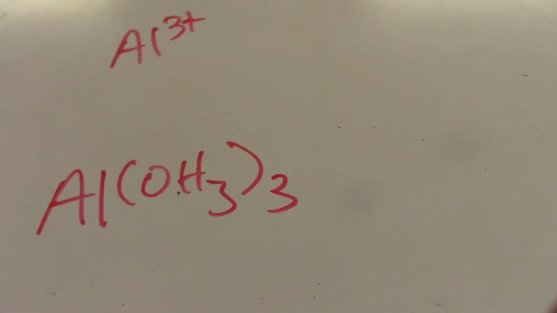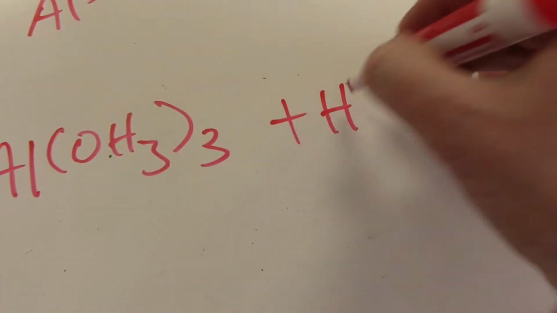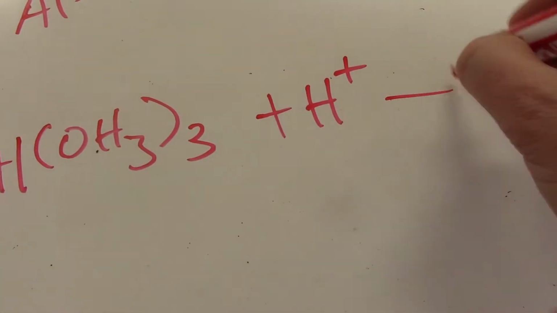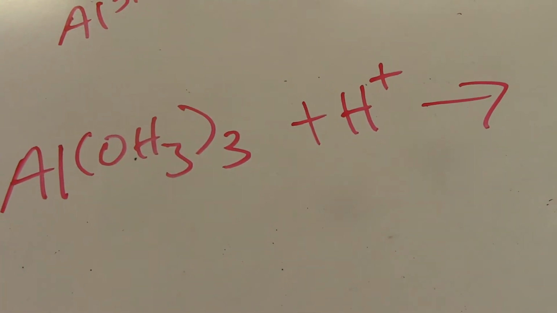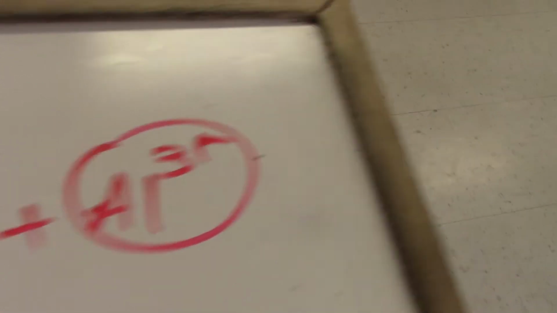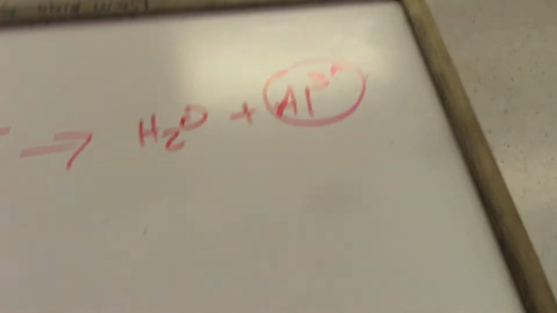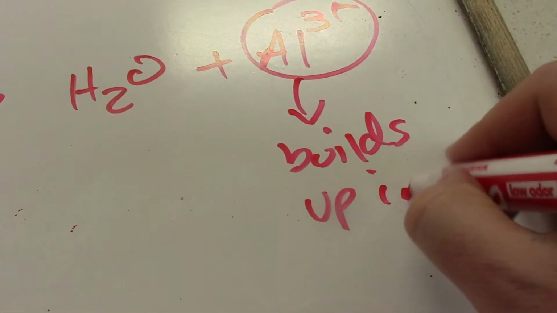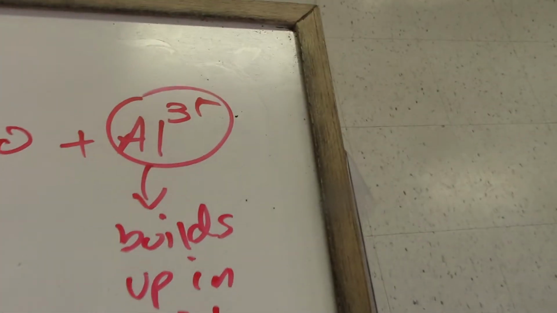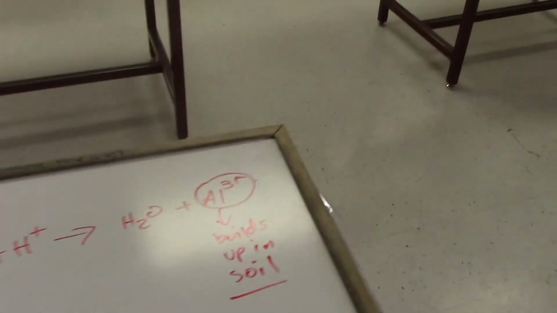Okay, when it bonds, what happens here is when H plus is in the soil, it will bond with the hydroxide and make H2O, and then we'll make Al3 plus. And then the Al3 plus builds up in the soil. And then that'll contaminate the soil.